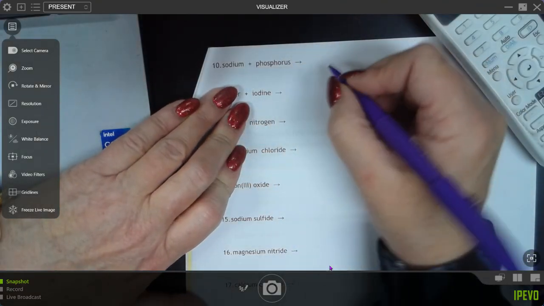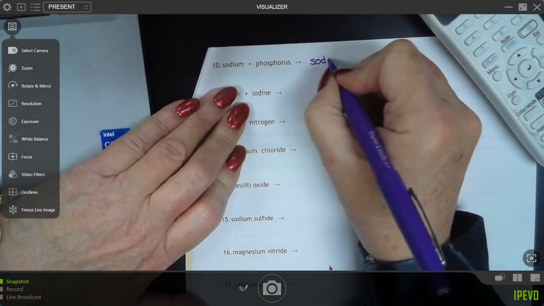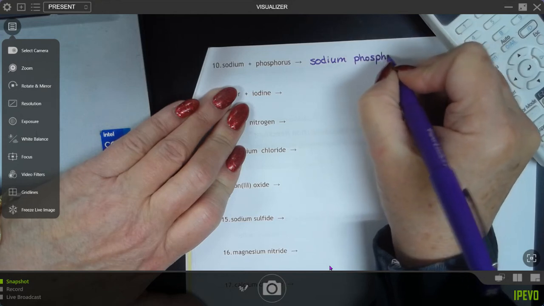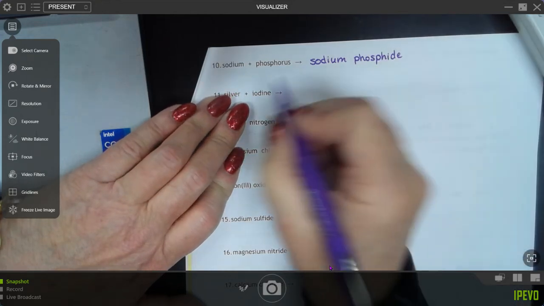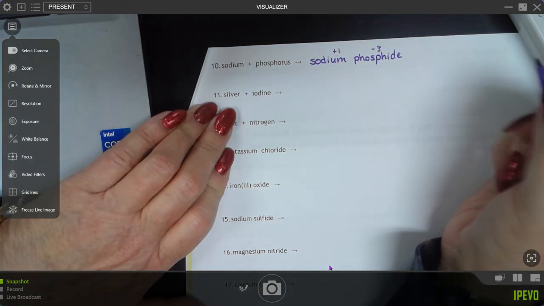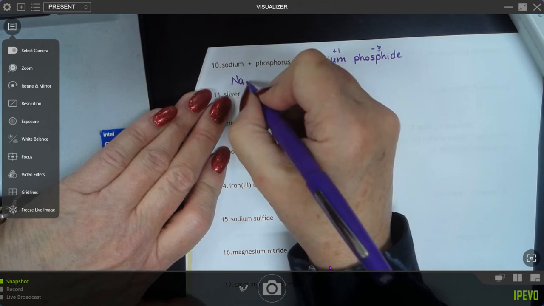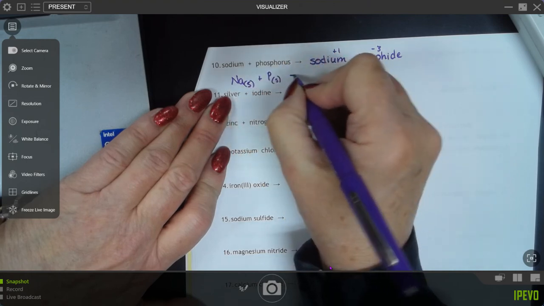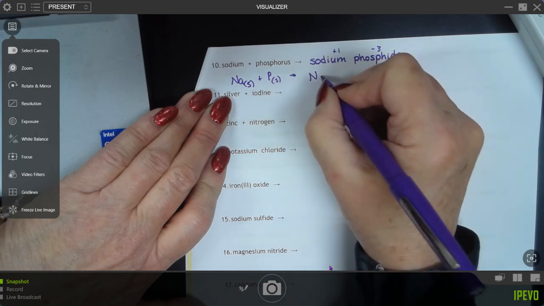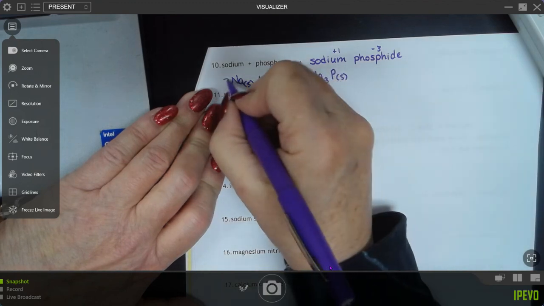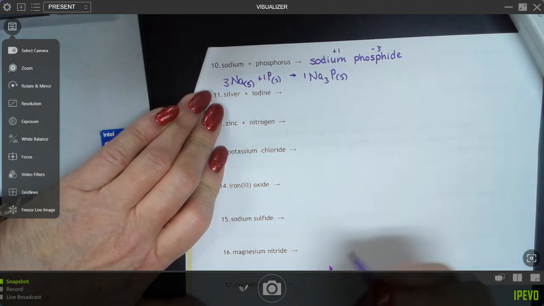Sodium plus phosphorus is sodium phosphide. Sodium forms +1 ions. Phosphide is -3. So I have Na solid plus P solid produces Na3P solid. If I put a 3 here, I'm balanced.